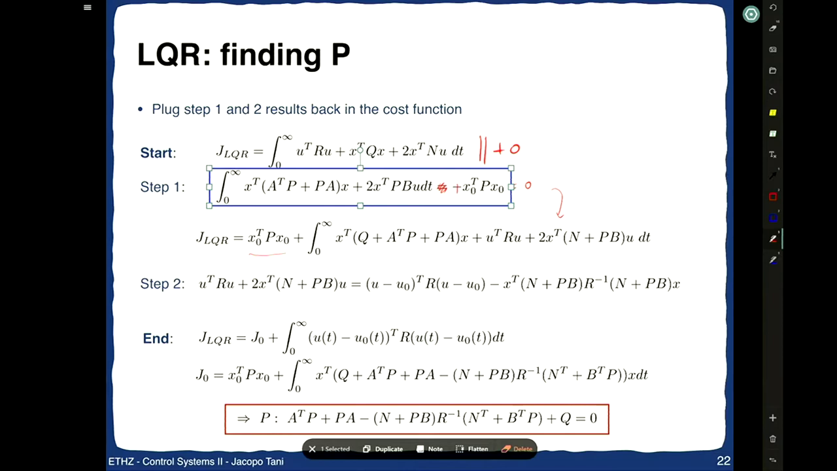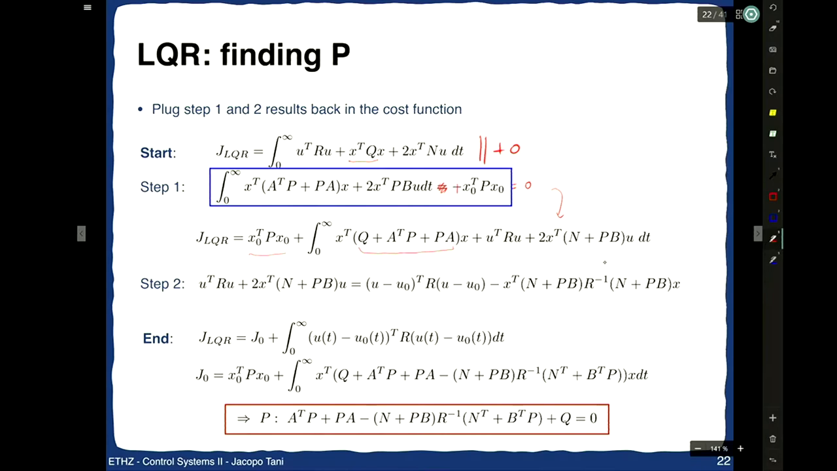And then we have these terms inside the integral that somehow match with the ones that were already there. So you see we have a term in x transpose x, and we had a q in x transpose x here. So now we just gather these together. We have A transpose P plus PA, which comes from here, and Q that comes from there. And the same we do for the other two terms. Nothing really fancy going on here.